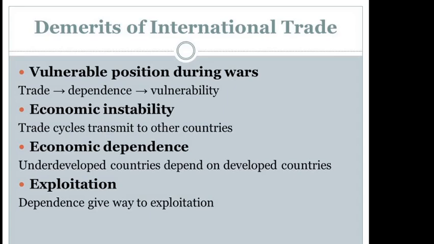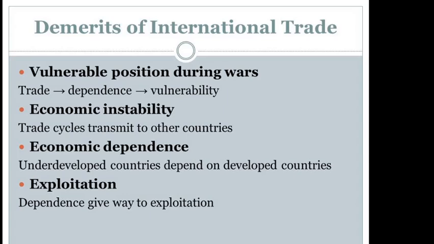Let us look into the demerits of international trade. First point, vulnerable position during wars. Trade promotes dependence. A country which depends on the imports of essential commodities like food and raw materials is in a vulnerable position during a war.